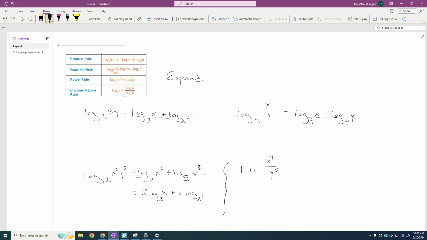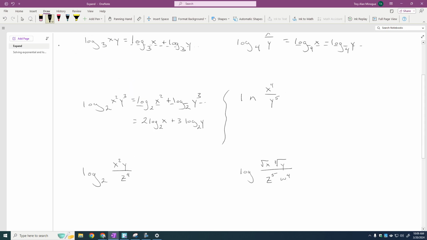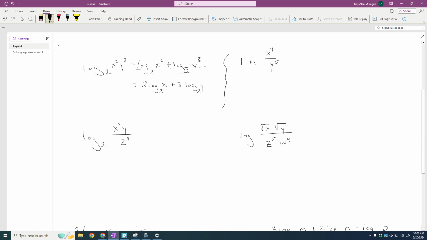Your turn. If you need to hit pause, if you're not quite done yet, go ahead and hit pause. I'm going to divide that. Or sorry, I'm not going to divide it. It's already divided. I'm going to subtract that. Why? Because my rule says if we have the log of something divided by something, it's the log of each one individually subtracted.